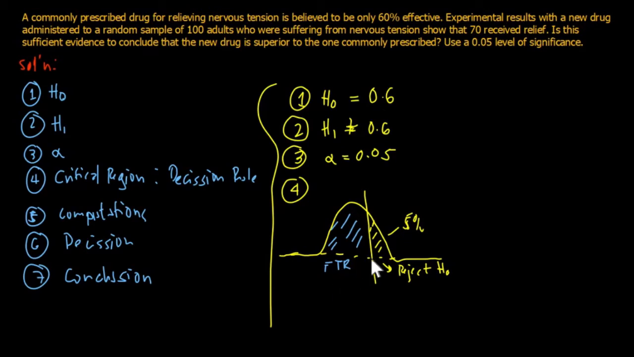So that is the fail to reject area. So we will find the value of our z, in which if our computed z is beyond this given z here, this point, then it is now entering the area in which we could reject our H0. Then we will say that we will reject our H0, and we could say that our new drug is much superior compared to the commonly prescribed drug. If it is within this one, the FTR region, then we will say that we will accept our null hypothesis, and we'll say that our new drug is not superior compared to the commonly prescribed drug.